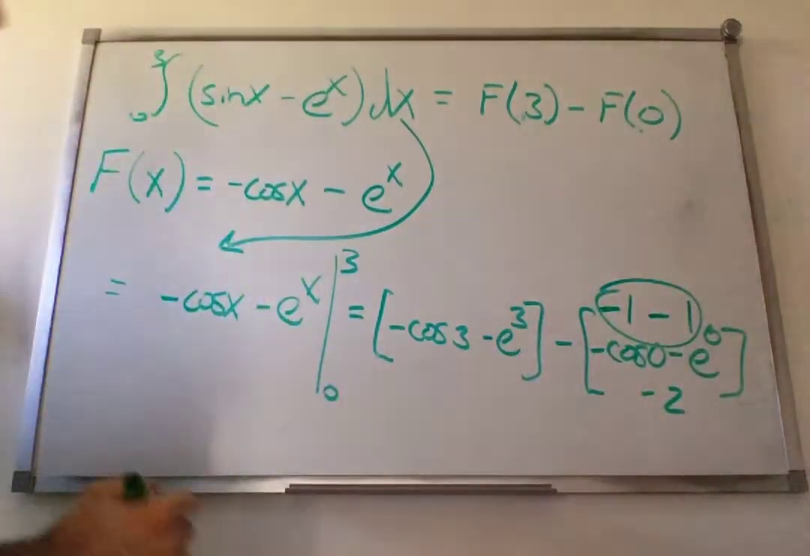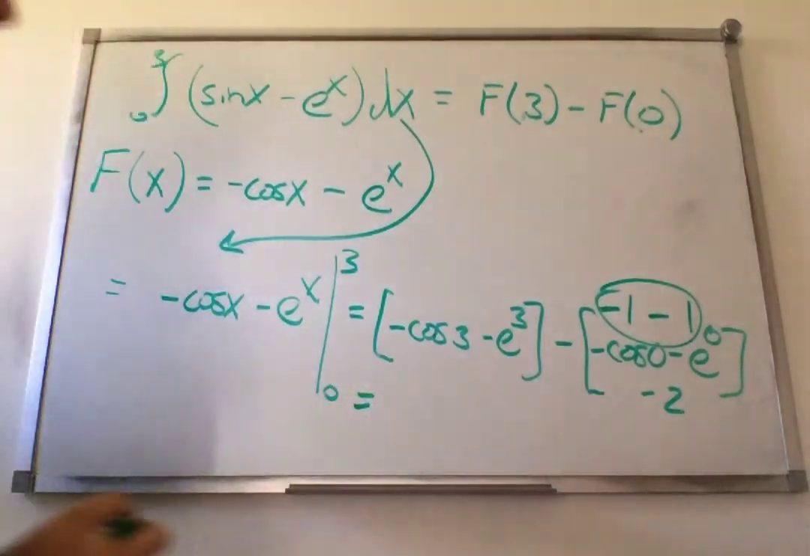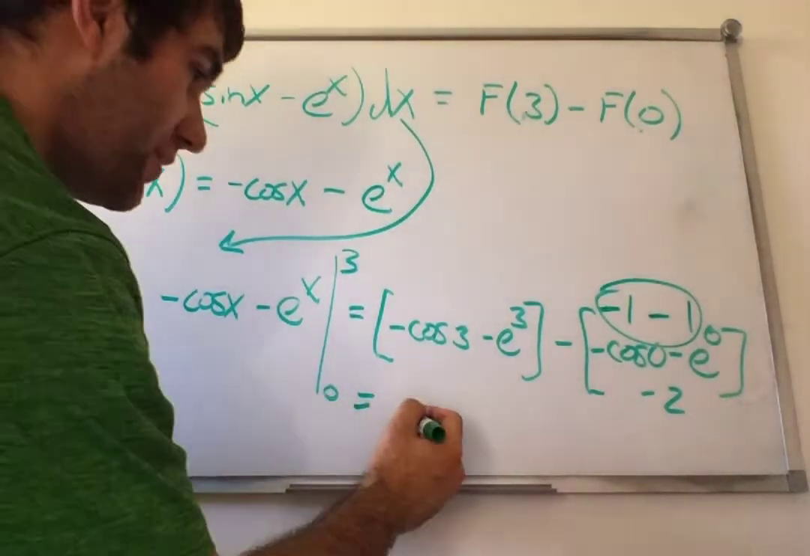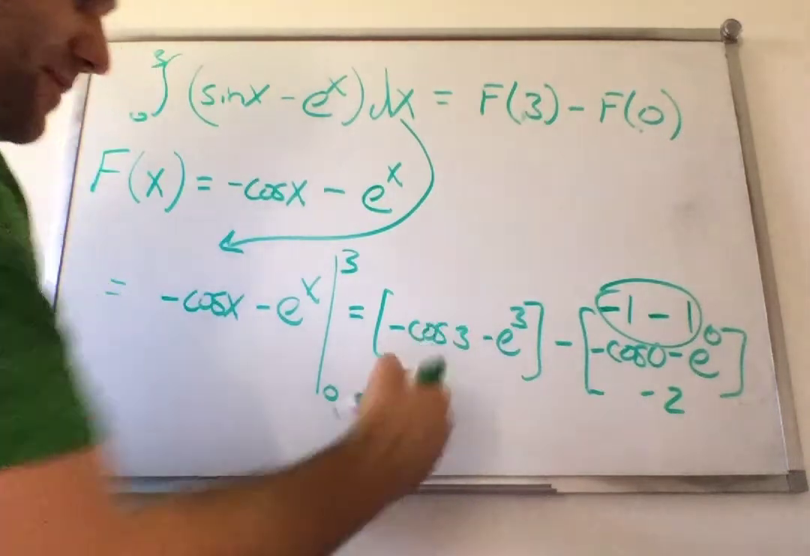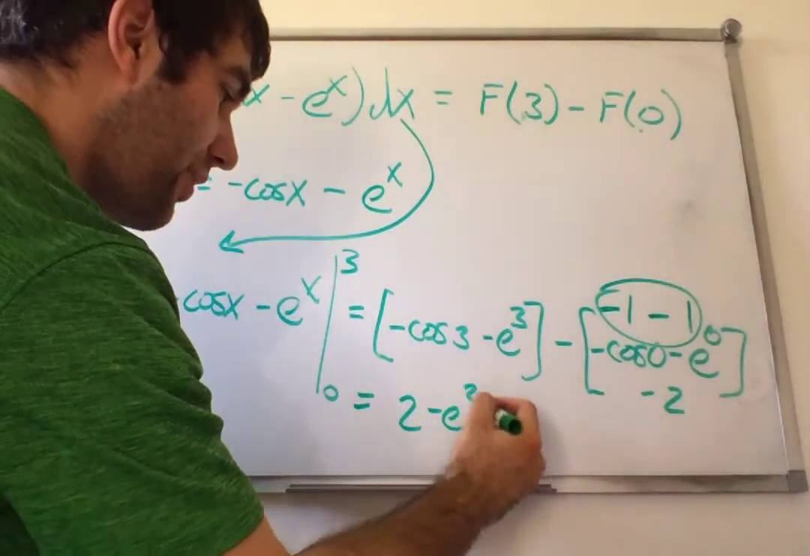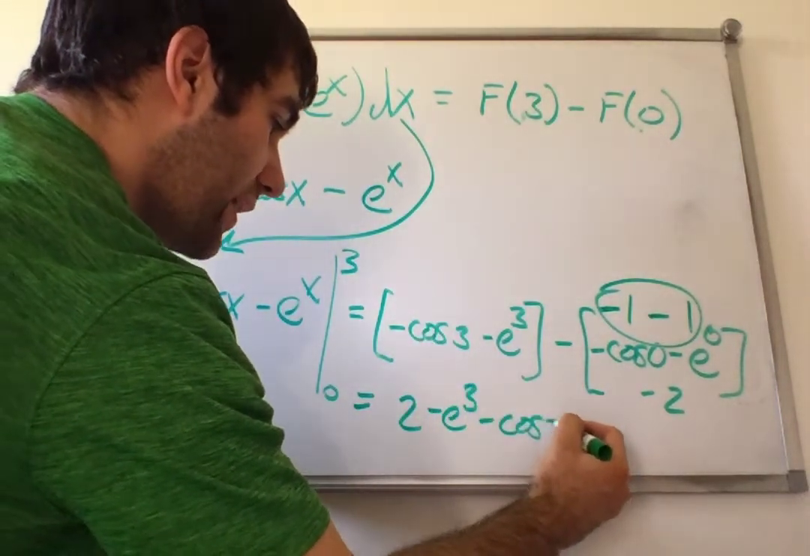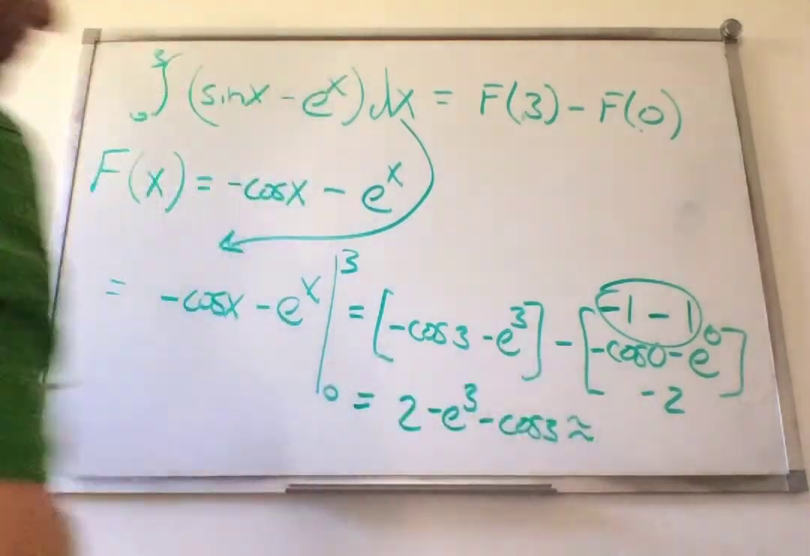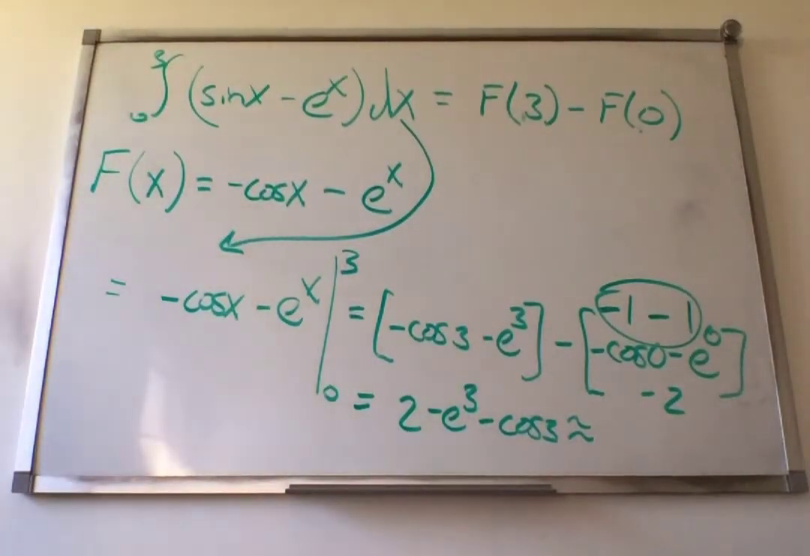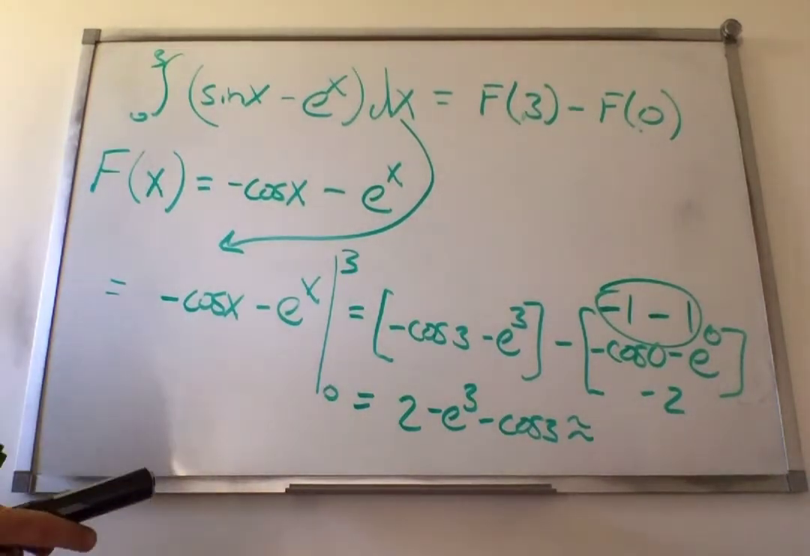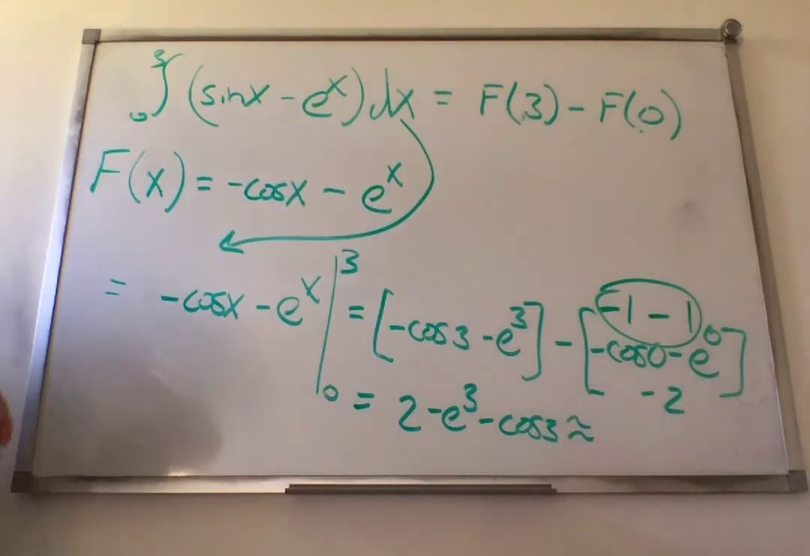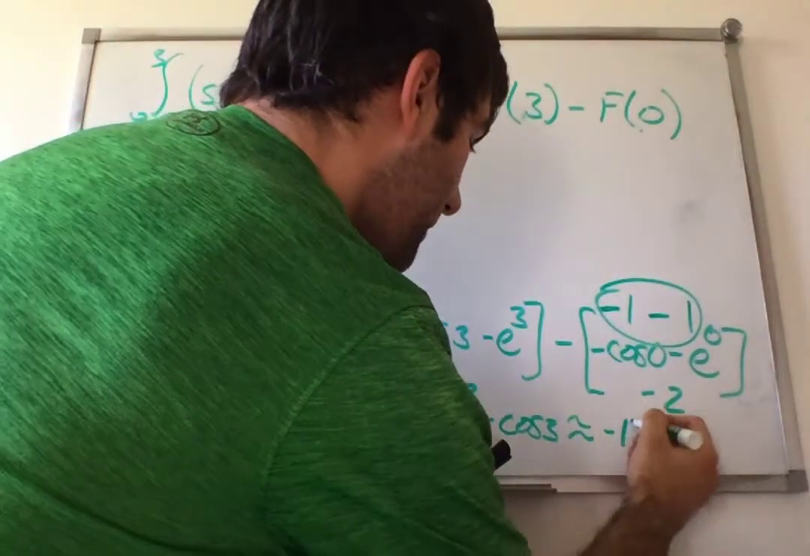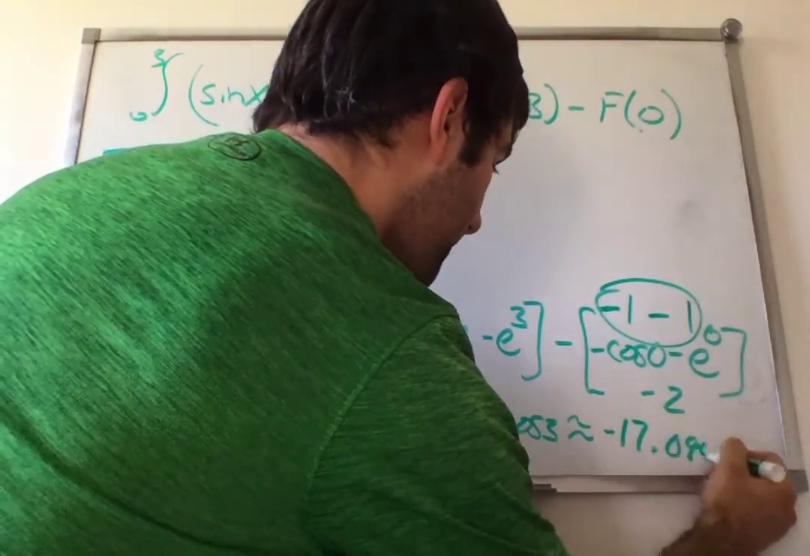Negative, negative is a positive. So if you want the exact form of this answer, it's 2, I brought the positive 2 out front, minus e to the 3 minus cosine of 3, which you could plug into your calculator. I'll give you an approximate value. 2 minus e to the third minus cosine of 3. Make sure you're in radians. This is approximately negative 17.095.